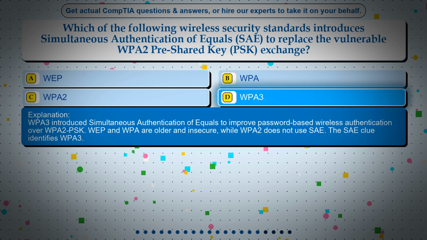WPA3 introduced simultaneous authentication of equals to improve password-based wireless authentication over WPA2 PSK. WEP and WPA are older and insecure, while WPA2 does not use SAE. The SAE clue identifies WPA3.